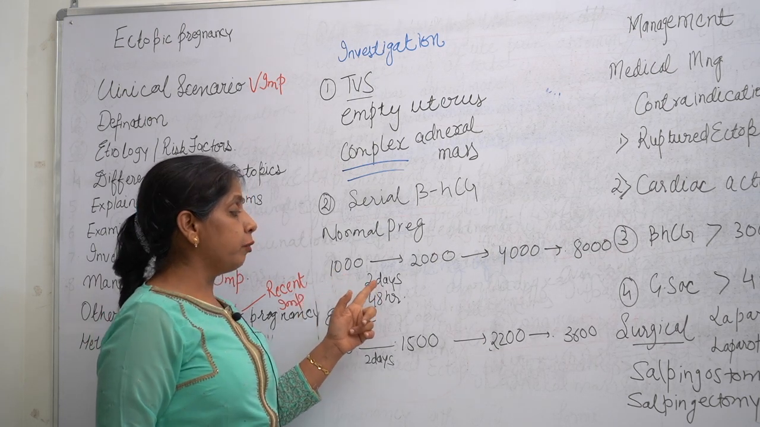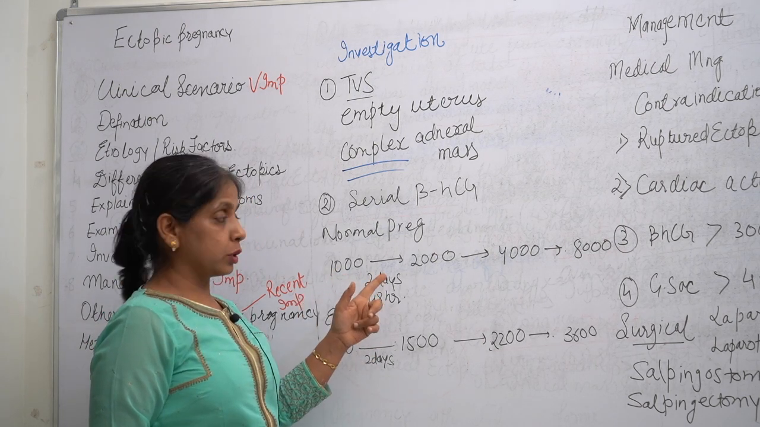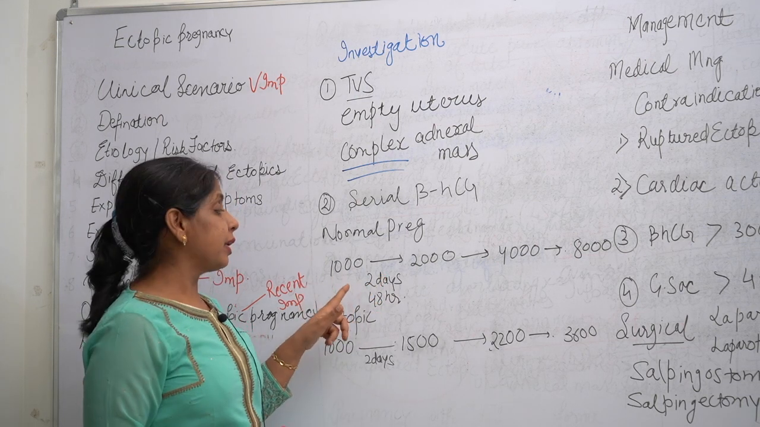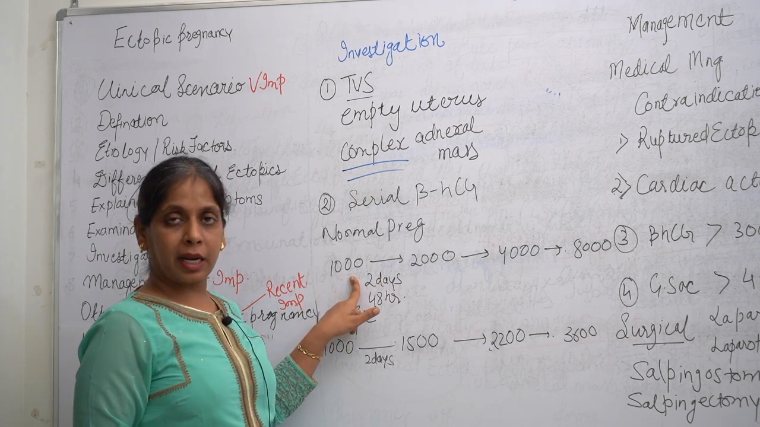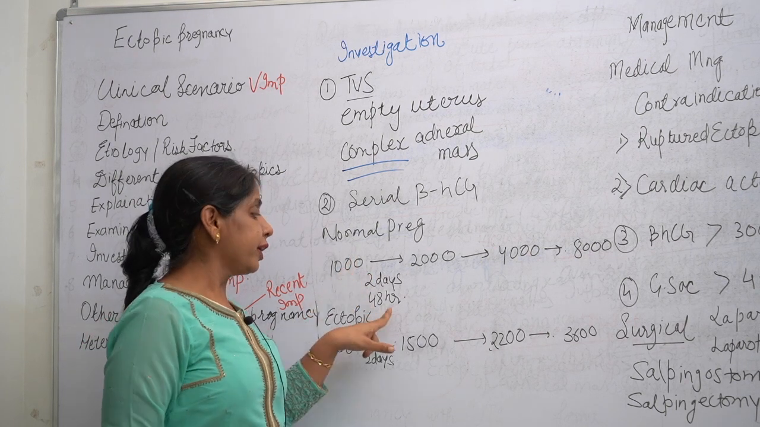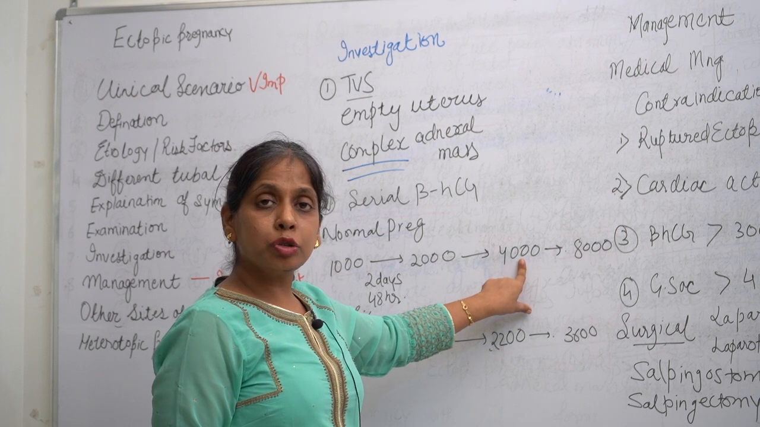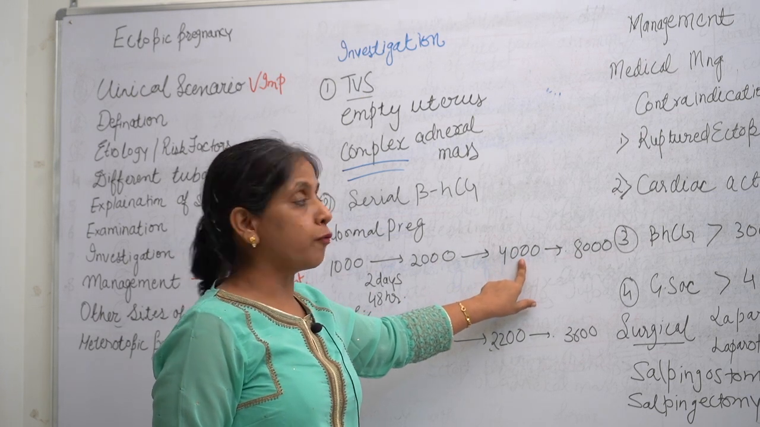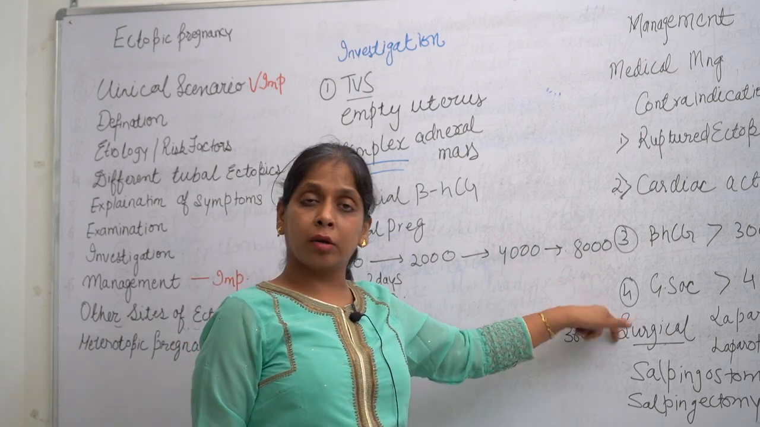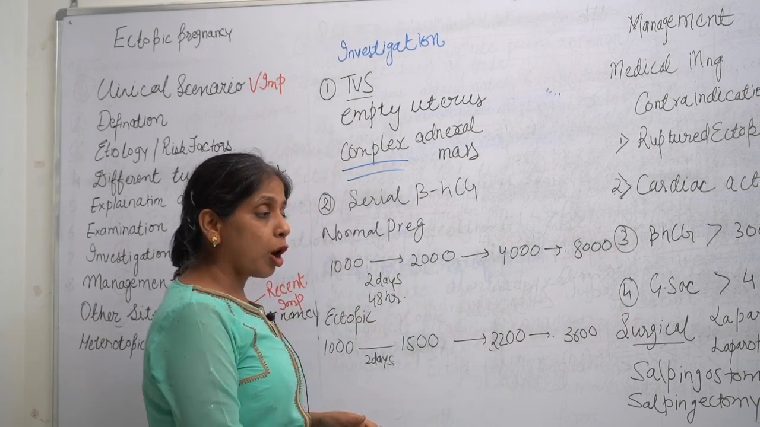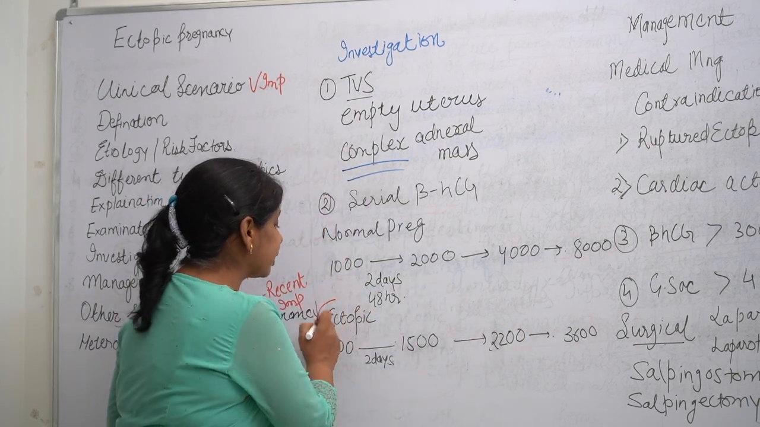In a normal pregnancy, the beta HCG doubles in 48 hours, or 2 days. For example, if the beta HCG value is 1000 milli international units, then in 48 hours it doubles to 2000, then in the next 48 hours it doubles to 4000, and in the next 2 days to 8000. But now this is an ectopic pregnancy.